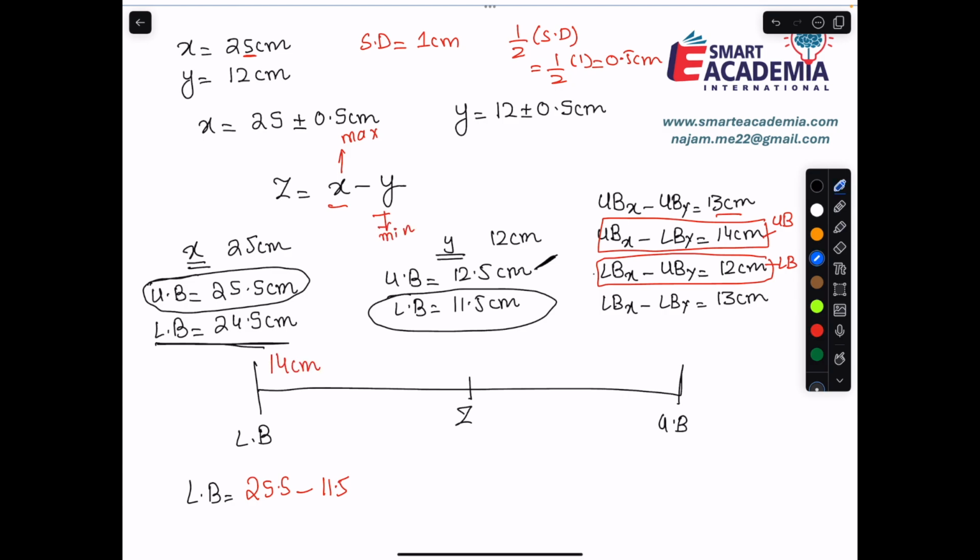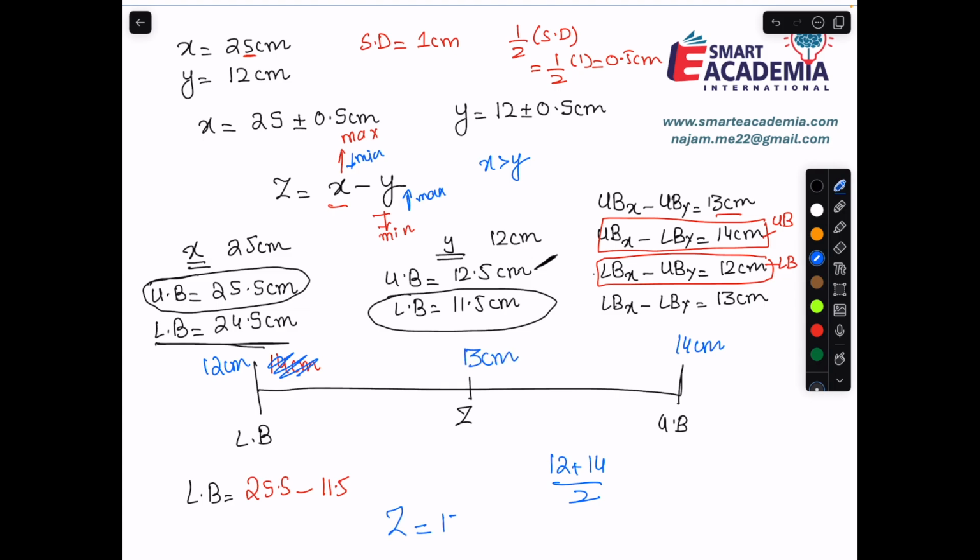Similarly, if I want to minimize the difference, this should be minimum and this should be maximum, given that x is greater than y, obviously. So similarly, the lower bound is 12 centimeters. The upper bound was 14 centimeters and the lower bound is 12 centimeters. If I want to take the average of both, it's simply 12 plus 14 over 2, which is 13 centimeters. So I can write z equals 13 plus or minus 1 centimeters. This is your z lower bound and upper bound, or the range of accurate values as calculated.